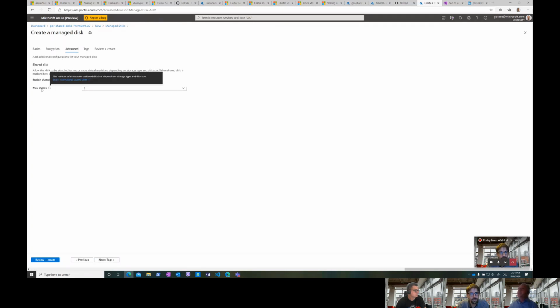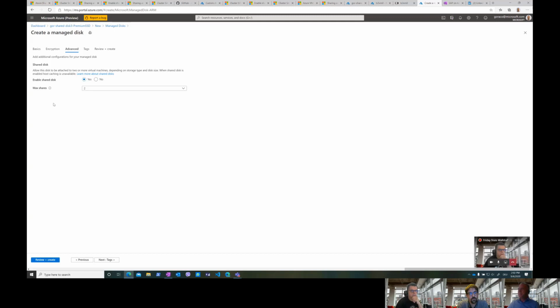And now here's something interesting. We have a parameter which has a kind of challenging name: max shares. This is the number of VMs between which one disk can be shared, the maximum number of VMs, right? It has an interesting name, max shares, but actually it means how many VMs can be attached, right?